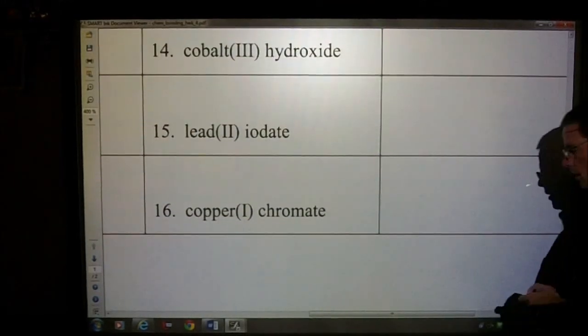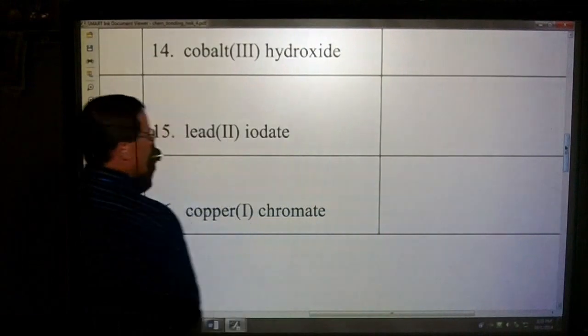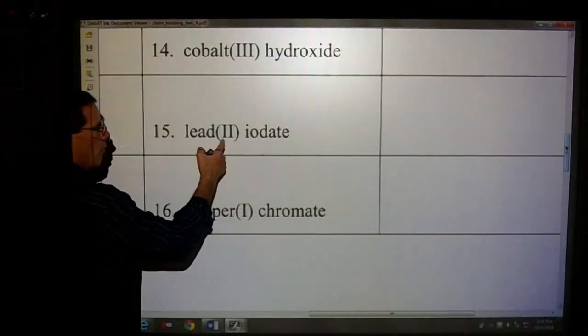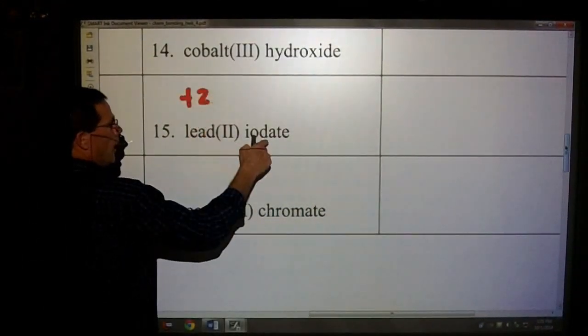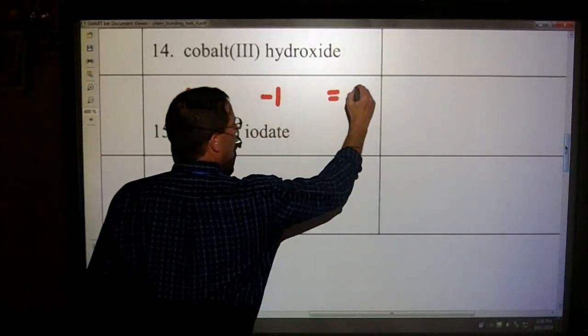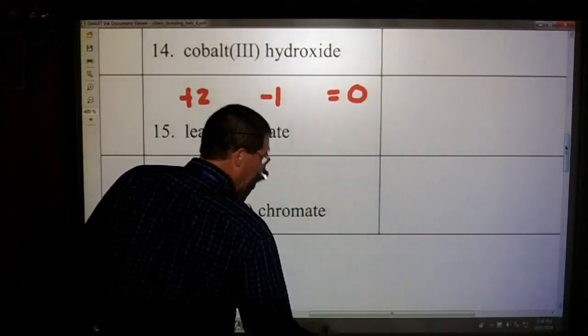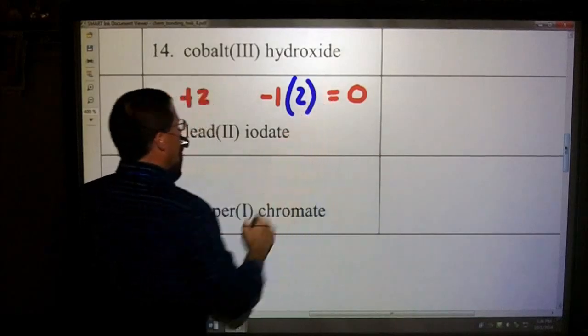All right, number 15. Here we have lead(II) iodate. So the Roman numeral 2, 2 there. Iodate is a -1. That does not equal 0. So that means that we're going to need 2 of these iodates.